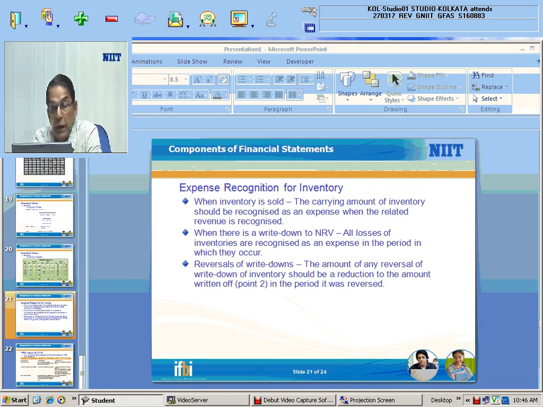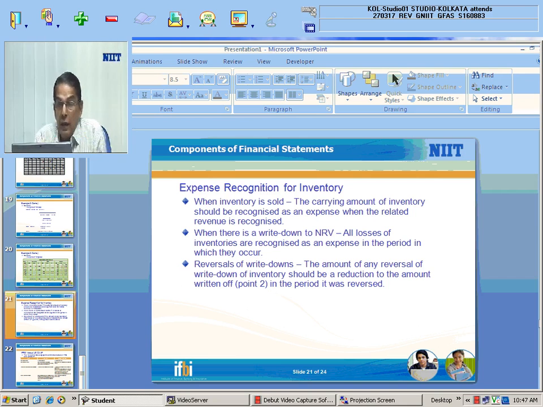What are the other expense recognitions for inventory? Whenever there is a write down to the net realizable value, all losses of inventories, whenever we are writing down the inventory to the NRV, whenever NRV is less than the cost, you have to write down to NRV. So all losses of inventories are recognized as an expense in the period in which they occur. If at the end of a particular period we are writing down, then for that accounting period, it will be recognized as an expense.